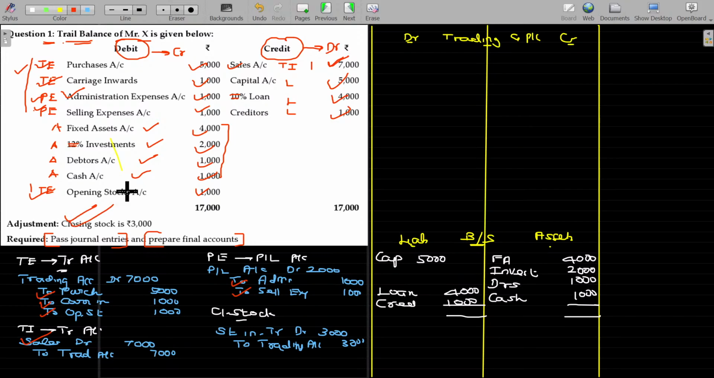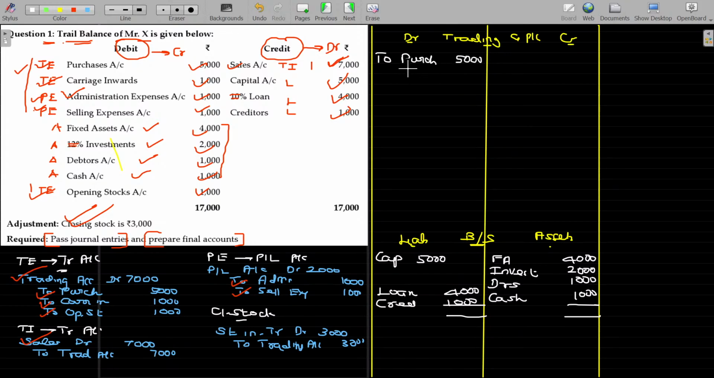Closing stock also we have posted. If you are posting that into a journal entry, then it's already assumed to be posted. Now the unticked items in this journal entry should be posted. In trading account, to purchases, it's now posted here, 5000.